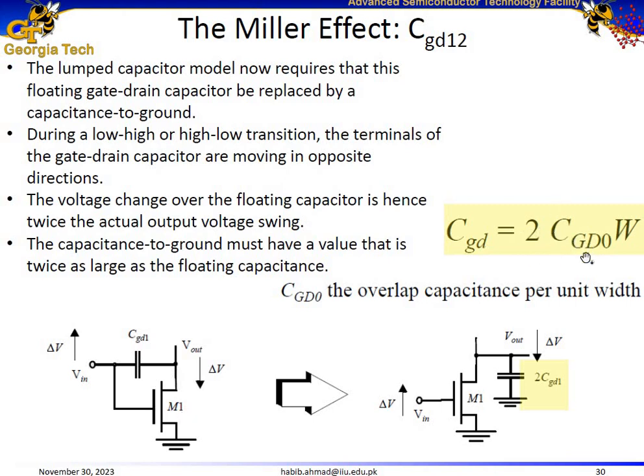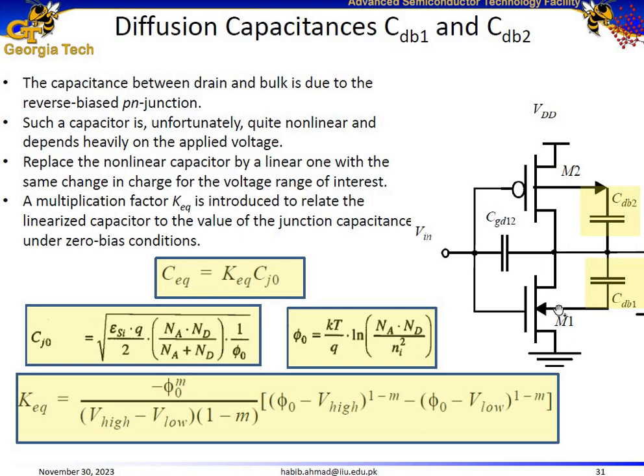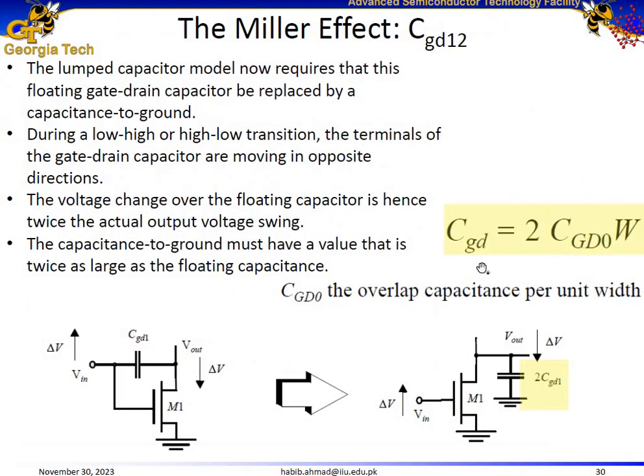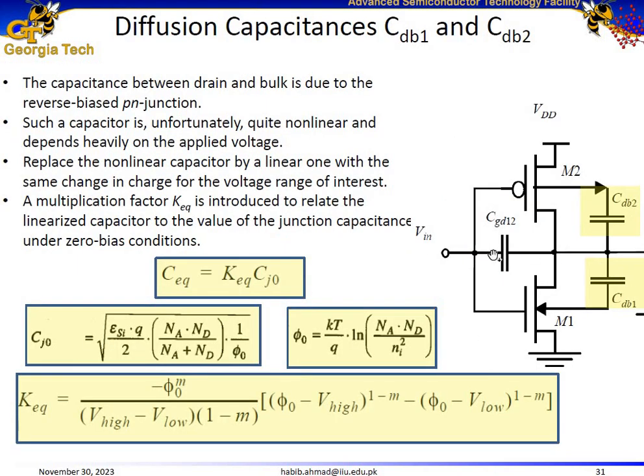So this solves our problem, and in the table it's given that the gate to drain overlap capacitance for the NMOS is equal to 2 times the gate to drain overlap capacitance per unit width times W, the width of the transistor. It's given in one of the tables, and slide number 32 is really crucial for you. The overlap capacitance for the NMOS, its value is given. Similarly, the overlap capacitance for the PMOS is also given for 0.25 micrometer CMOS processes. So you can just pick these values and put them into this formula to calculate the gate to drain overlap capacitance for the NMOS and for the PMOS. Now let us focus on the diffusion capacitances for the NMOS and for the PMOS.